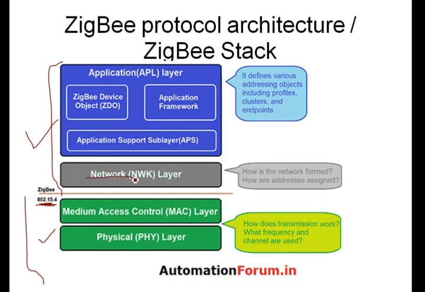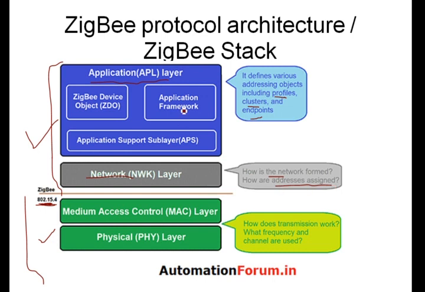Now the Zigbee protocol has been divided into two layers. One is the network layer, NWK, and another one is the application layer. What the application layer does is define various addressing objects including profiles, clusters, and endpoints. Okay, so this is the function of the application layer. The network layer will tell you how networks are formed and how addresses are assigned.